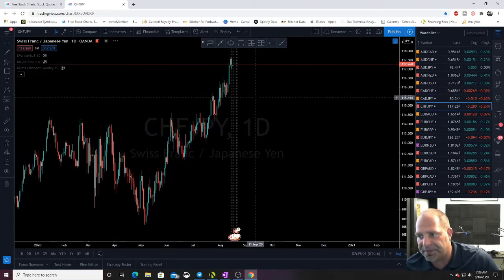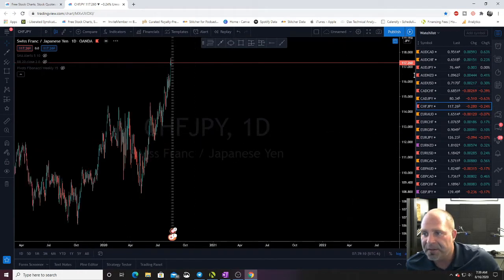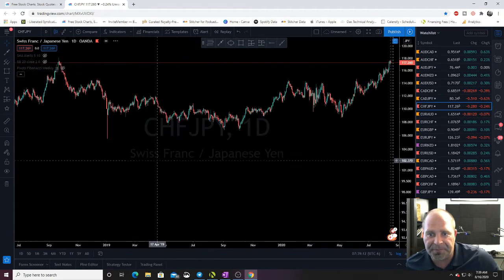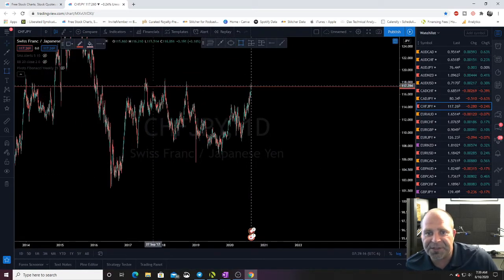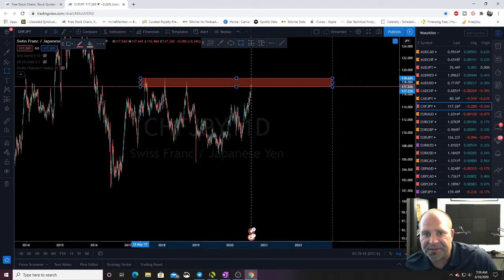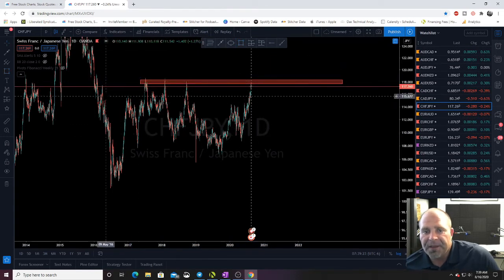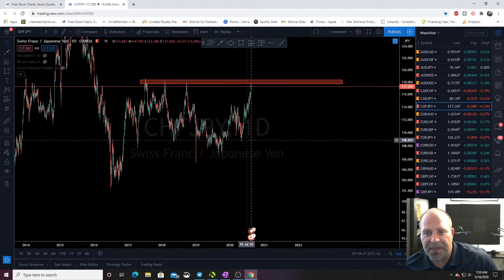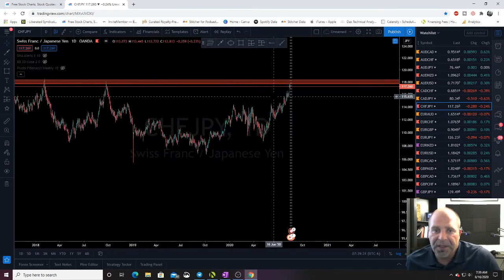So nothing too big. Swiss franc JPY. Let's get a little bit different perspective here. Well, we're kind of touching. We're right in that zone that I would consider bearish. So this bearish zone, we've got to see what's going to happen here. But man, this is a rip-roaring bullish run up to it.